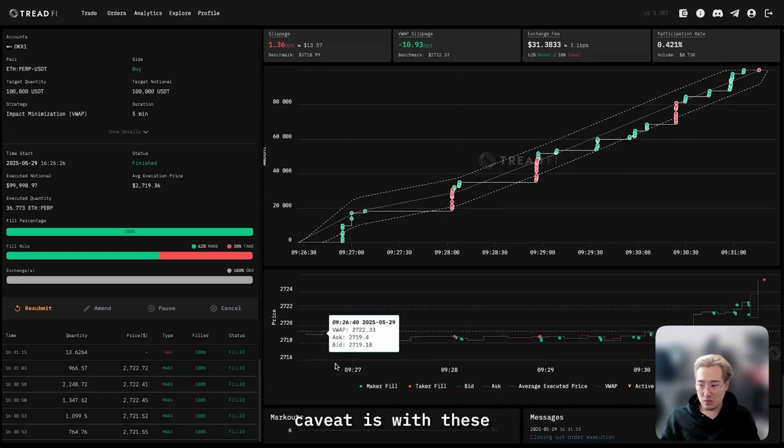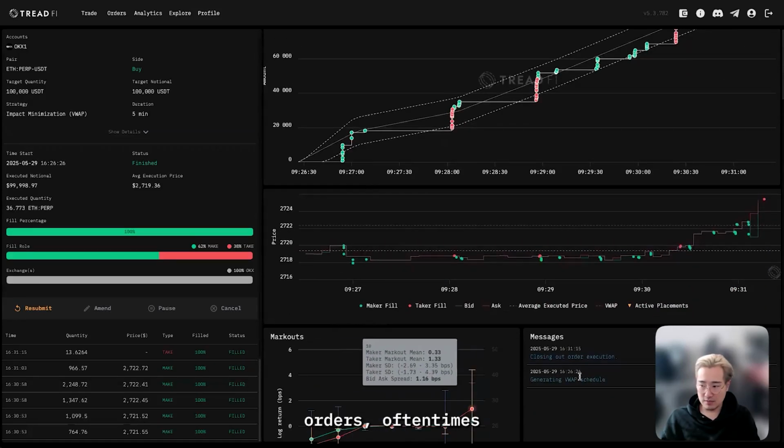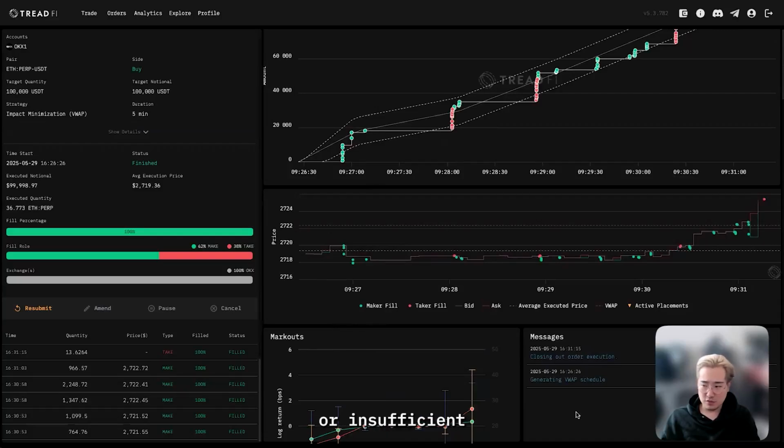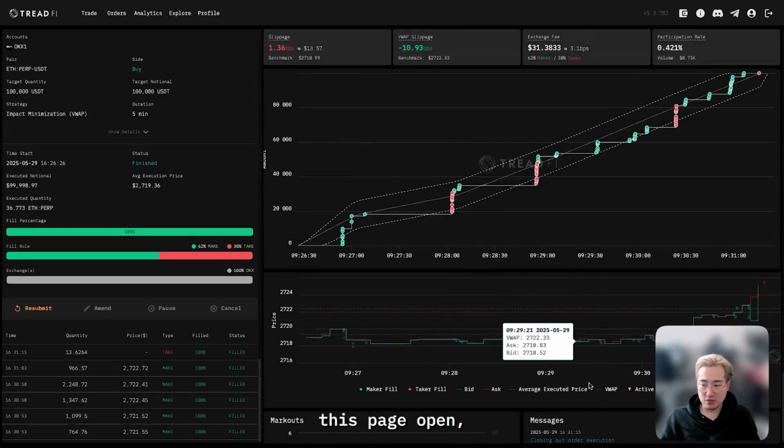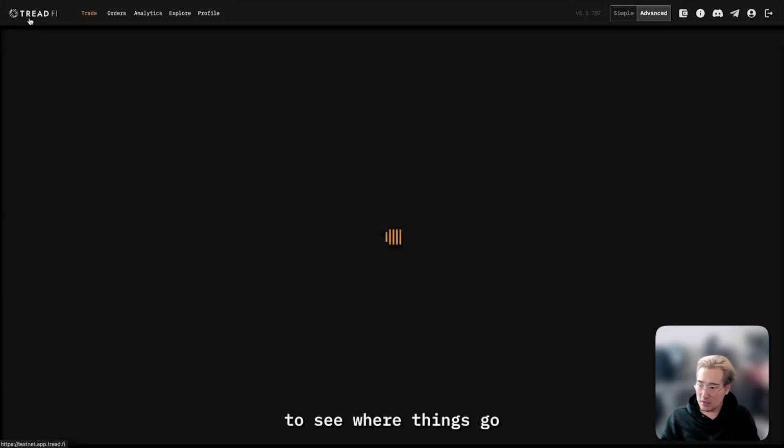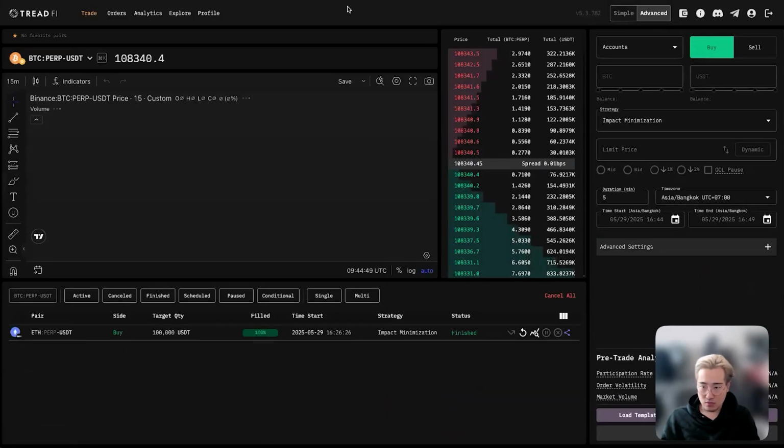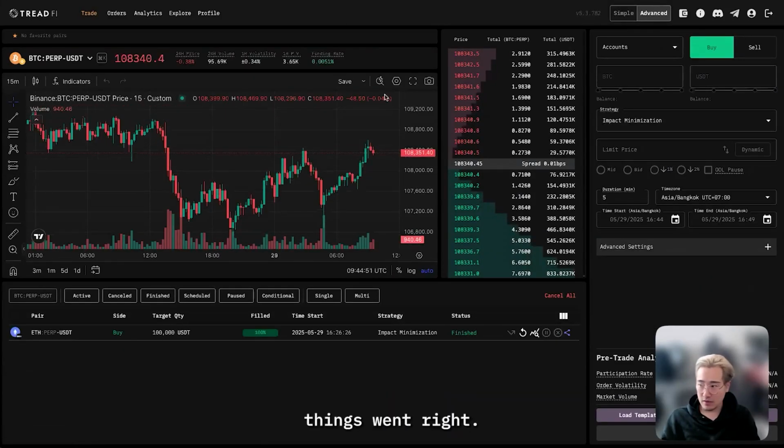Another caveat is with these orders, oftentimes the exchange will send us some sort of message. So messages such as not enough balance or insufficient margin will show up here. And if that happens, the order could fall behind a little bit. And so it's always good to have this page open and take a look to see where things potentially went wrong or where things went right.